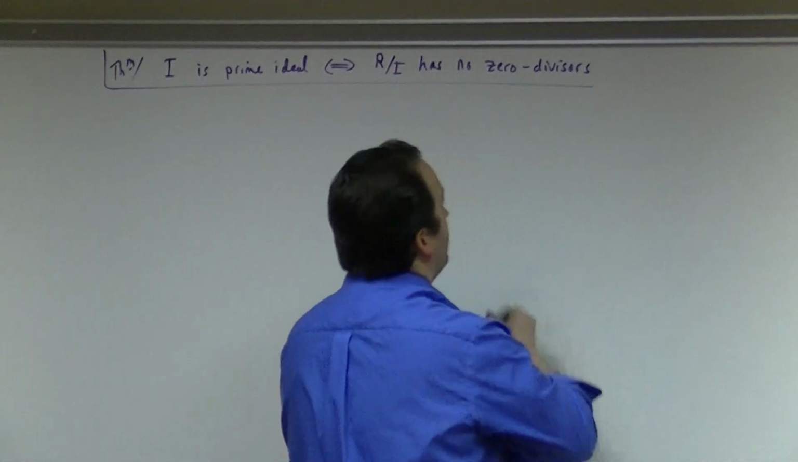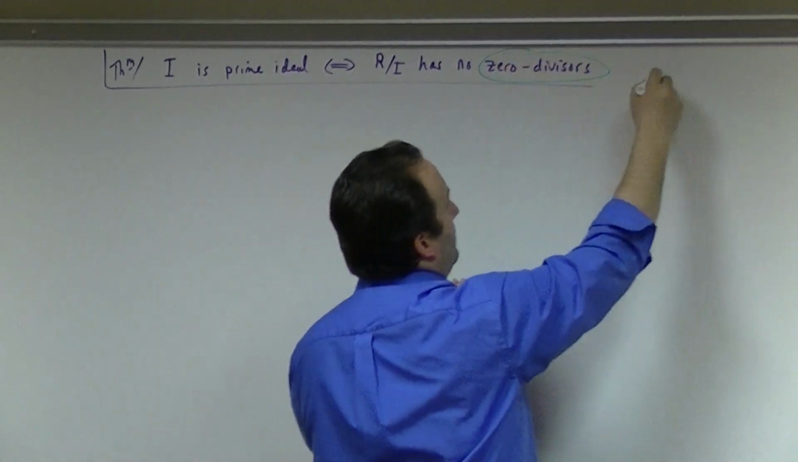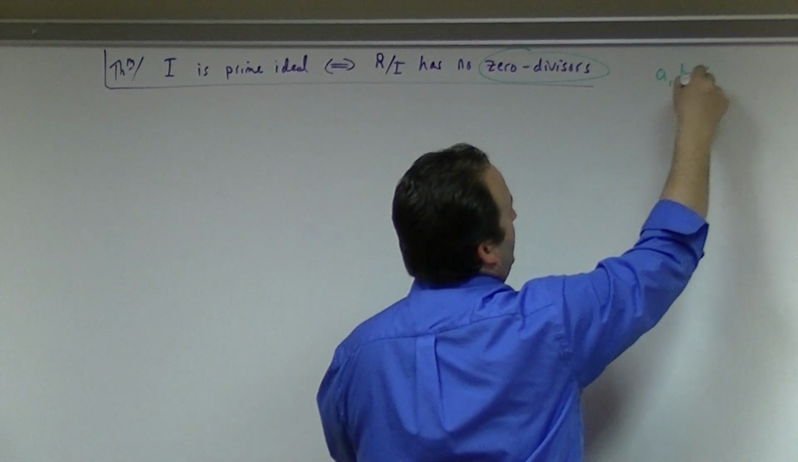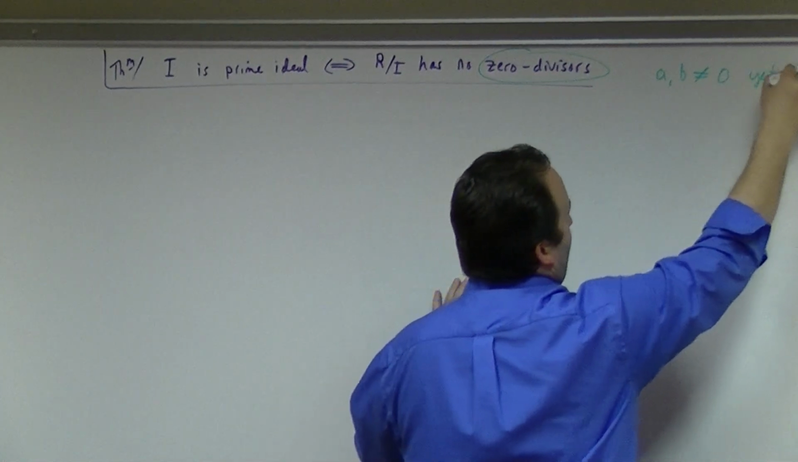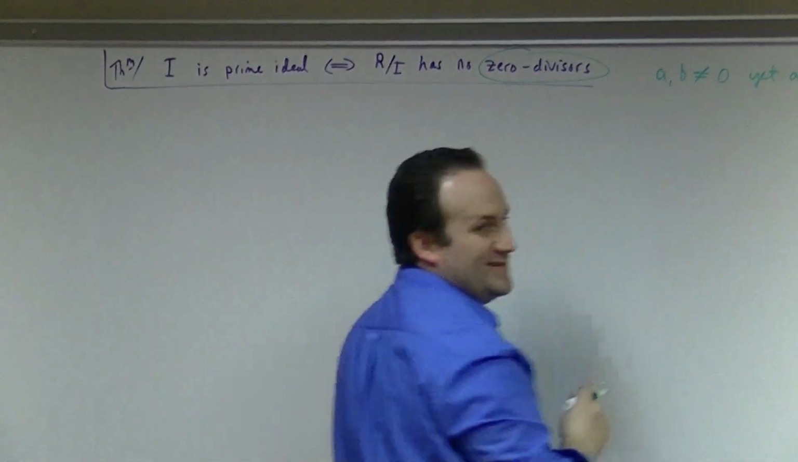So what's a zero divisor, by the way? Do you guys remember? A product of non-zero elements is 0. Exactly. A and B are not equal to 0, but AB is equal to 0. That's good.